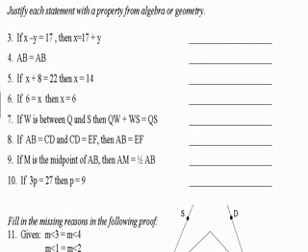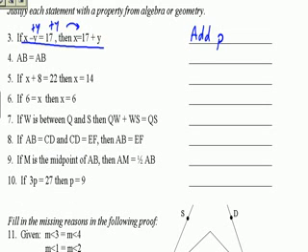The next section here asks you to justify each statement with a property from algebra or geometry. So taking a look at this first one, it says if x minus y equals 17, then x equals 17 plus y. Well, if you look here, we added y to both sides of this equation to get what we have over here. So that would be the addition property of equality. That's our abbreviation for addition property of equality.